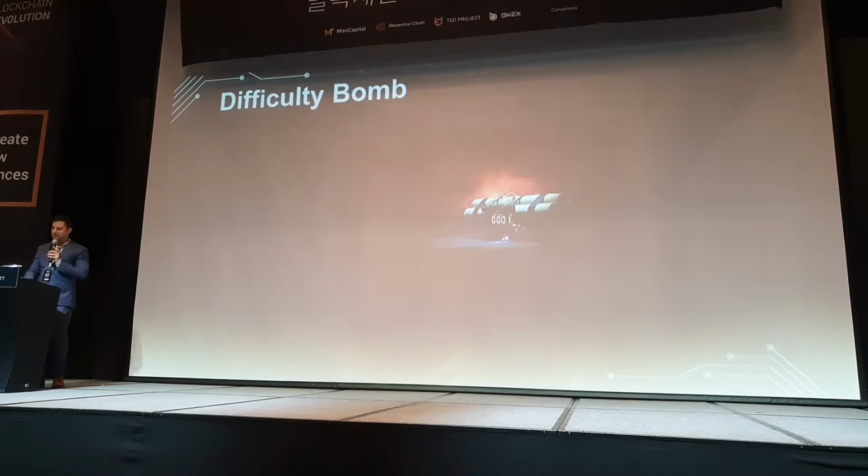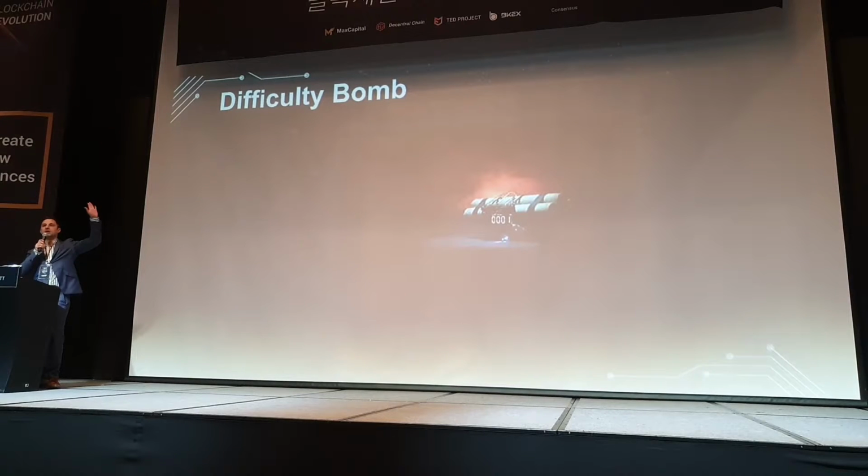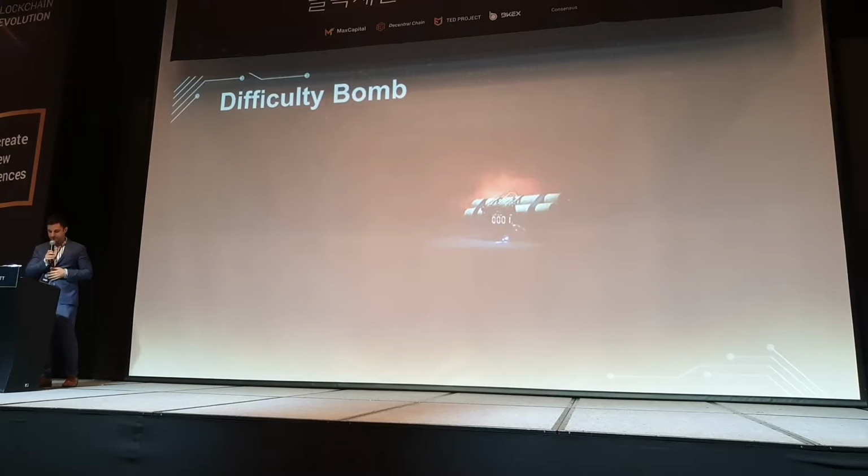Bomb. This is blockchain. What is a bomb? Well, the setup's a bit complicated. First of all, the difficulty bomb was a component of the original Ethereum code that was designed to suddenly and sharply increase mining difficulty to the point where mining effectively becomes impossible, and no blocks can be found after that.